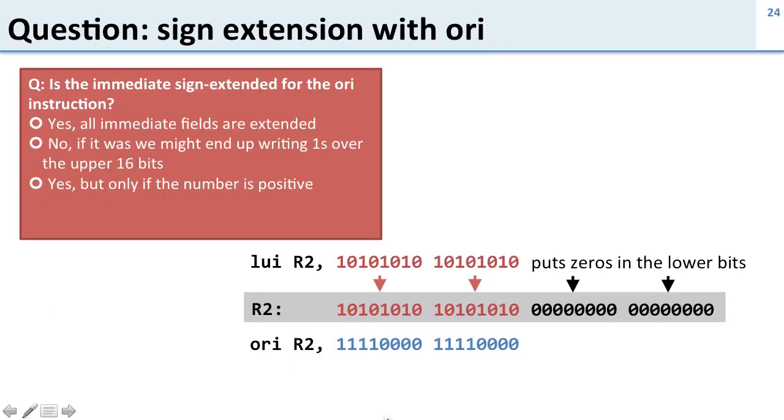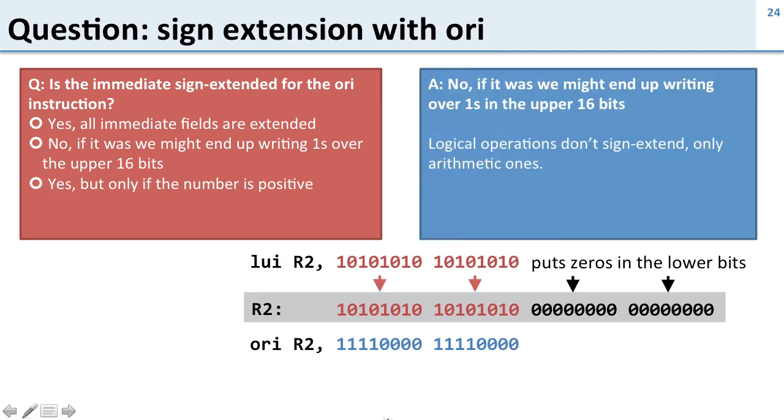So a question. Is the immediate sign extended for the ORI instruction? Well, the answer here is no. If it was sign extended, we might end up with the wrong value. So let's take a look at this.